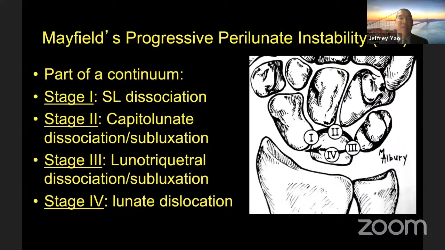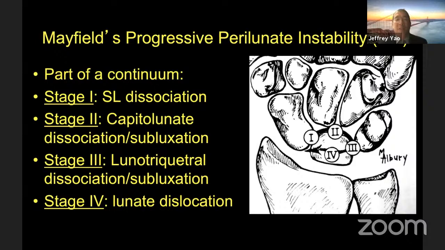Mayfield initially described the progressive perilunate instability as this very continuum, classically starting on the radial side at the scapulolunate interval with stage one and advancing in a clockwise manner, at least on this right-sided wrist, to the capitolunate dissociation at stage two or a fracture of the capitate, stage three with an injury to the LT ligament, and stage four when there's a complete lunate dislocation. This has been widely accepted as the classification scheme.